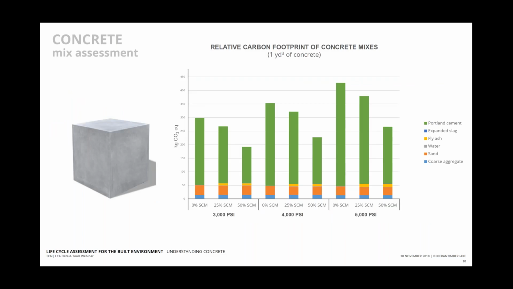So something like Tally, because it's integrated into Revit, really allows for rapid assessments, and you can use it at any stage of the design process. Essentially, if you can draw it in Revit, you can run an assessment. So something as basic as just looking at a functional unit of a cubic yard of concrete and running a variety of either preset mixed designs or even custom mixed designs, looking at various levels of substitute cementitious material.